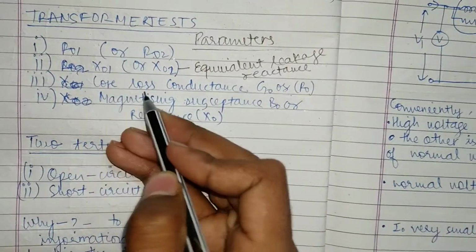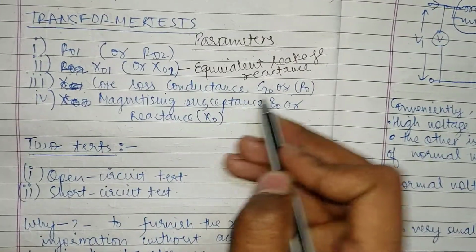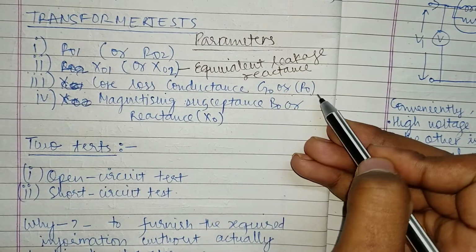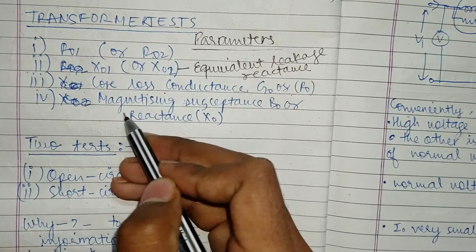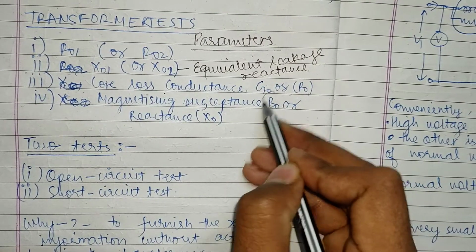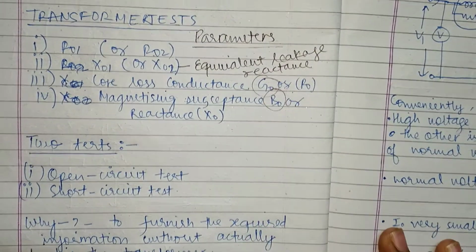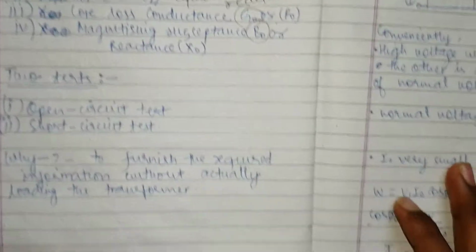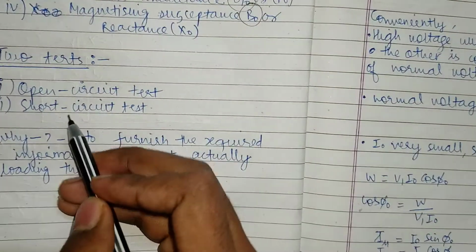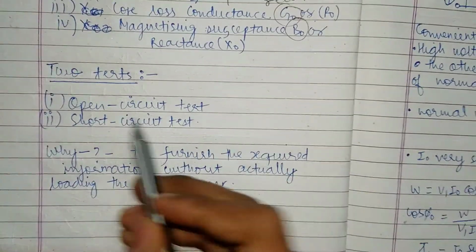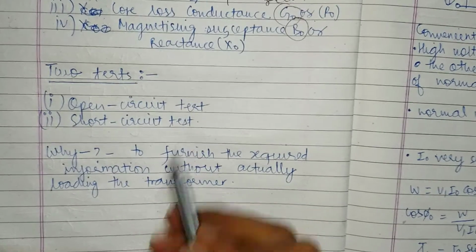Then the third parameter is core loss conductance, denoted by G0, and the fourth is magnetizing susceptance, denoted by B0. Depending on the process, we have two tests: one is the open circuit test and the other is the short circuit test.